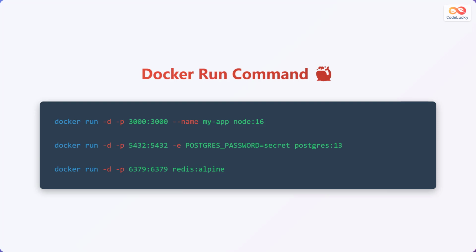Third, docker run -d -p 6379:6379 redis:alpine. This command runs a Redis server in detached mode and maps port 6379.